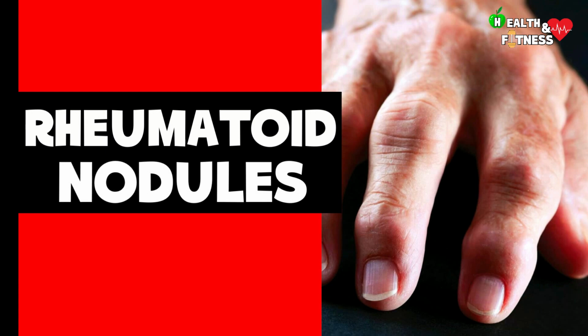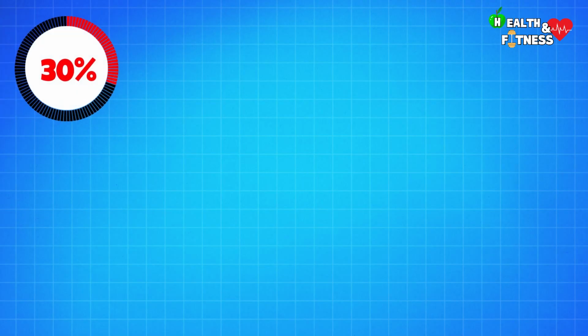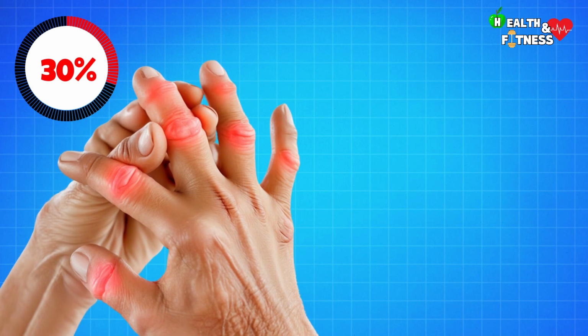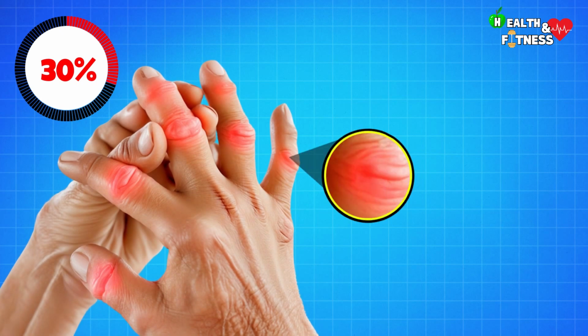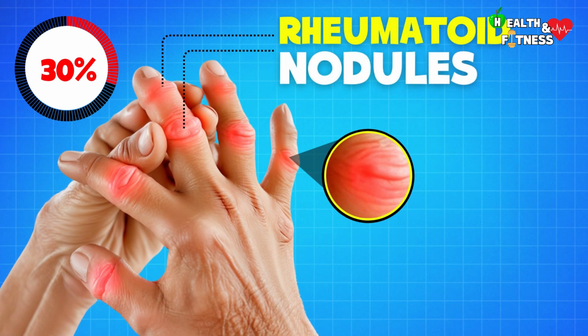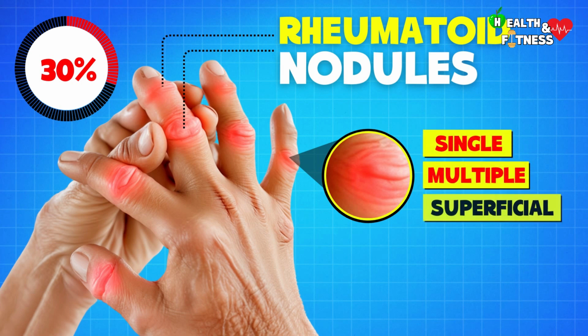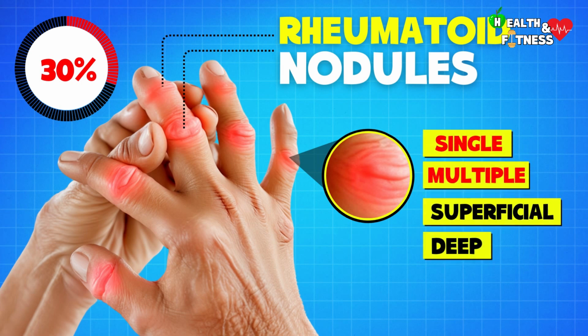Rheumatoid nodules. Up to 30% of people with rheumatoid arthritis may have solid lumps under the skin, called rheumatoid nodules. They can be single or multiple, superficial or deep, and have variable dimensions, ranging from a few millimeters in diameter to a few centimeters.